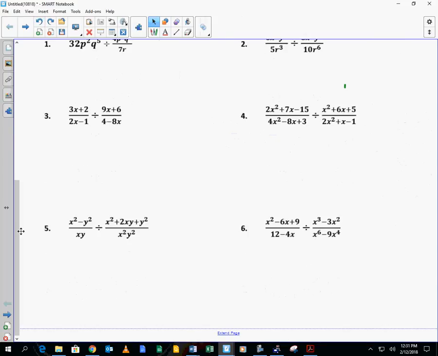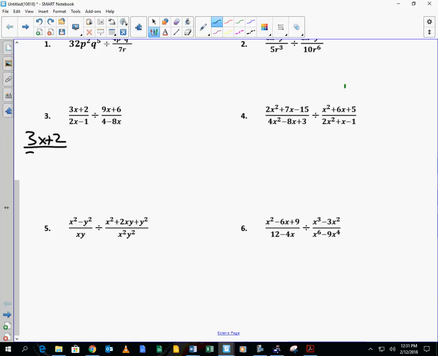Number 3, we have to start by factoring. So I have 3x plus 2 over 2x minus 1. I'm going to multiply that by 4 minus 8x over 9x plus 6. So I multiply by the reciprocal. As I do that, 3x plus 2, that's already factored, and 2x minus 1 is already factored.